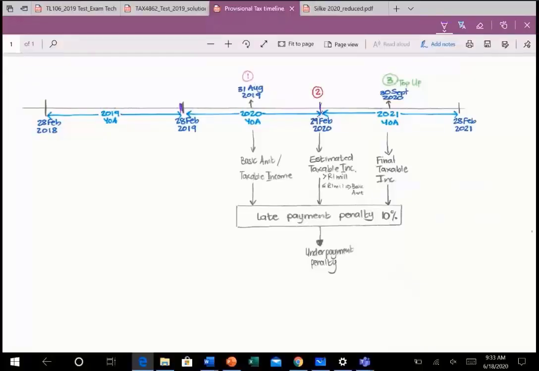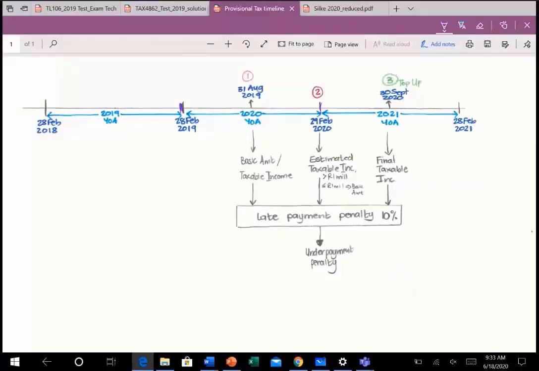And then we have what they call a voluntary payment or a top-up payment at 6 months or 7 months after our year end. It is 7 months if your year end is February. If your year end is anything other than February, then your top-up payment is at 6 months. In this case, the year end is February, so the top-up payment would happen in September.